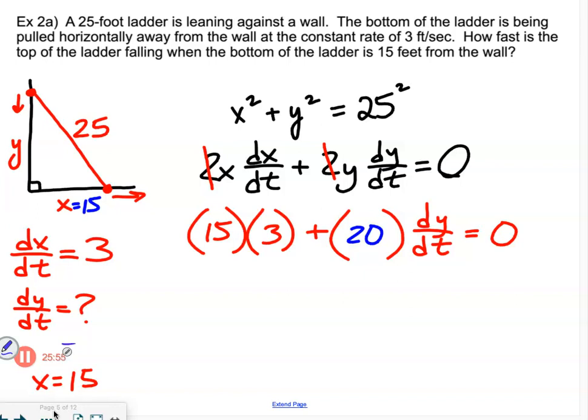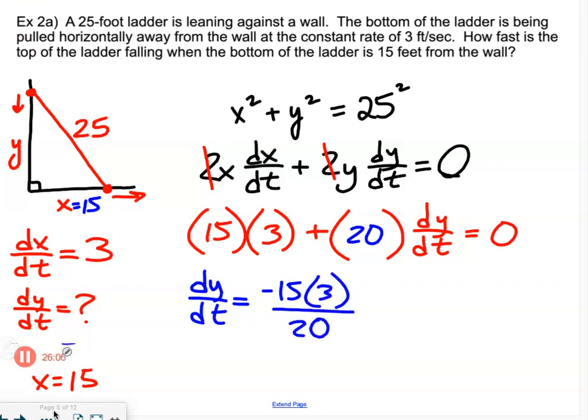Alright, so dy/dt is negative 15 times 3 divided by 20. So let's do some canceling. I'm going to cancel a 5, make that a 3, make that a 4. So my final answer that I get is negative 9/4. I need units. What per second? Feet per second. Yes, because y is in feet and time is in seconds.